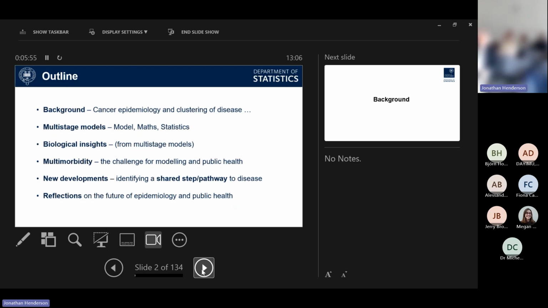I'll then move on to multimorbidity, explain what the challenges are there, and mention some new developments about how you might identify when there is a shared step that's necessary for progression or development of more than one disease type. And then I'll give some of my personal reflections on the future of epidemiology and public health. And that last part will take 4 or 5 minutes or so.